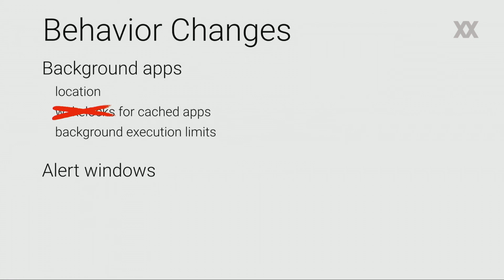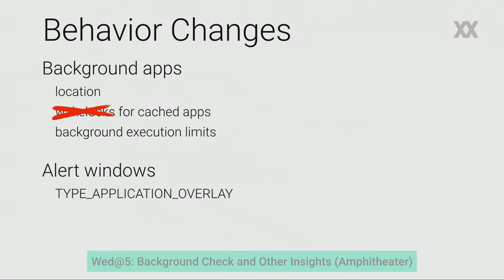There have also been changes to alert windows. In particular, there's this new type of window called Type Application Overlay. If you are targeting the O SDK, then this is the window type that you must use if you want to have an alert window capability. If you're on earlier releases, obviously that didn't exist, you're not going to use this. Just know that whatever window type you are using is going to be layered under one of these type application overlay windows because we have a more clearly defined layering policy now with that.